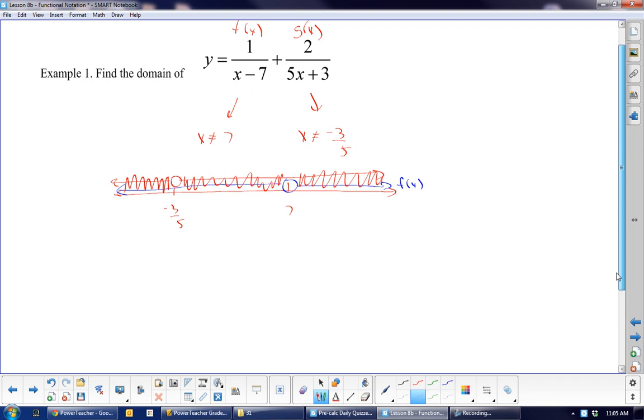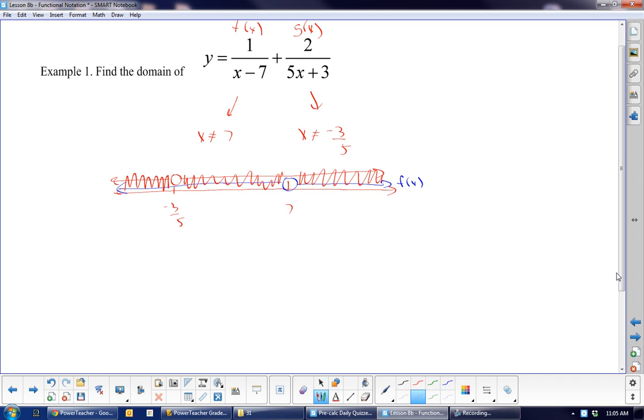Okay, so I'm actually going to write this right underneath to show you how the domain should look. So this is -∞, comma, -3/5, union, -3/5, comma 7, union 7, comma infinity.